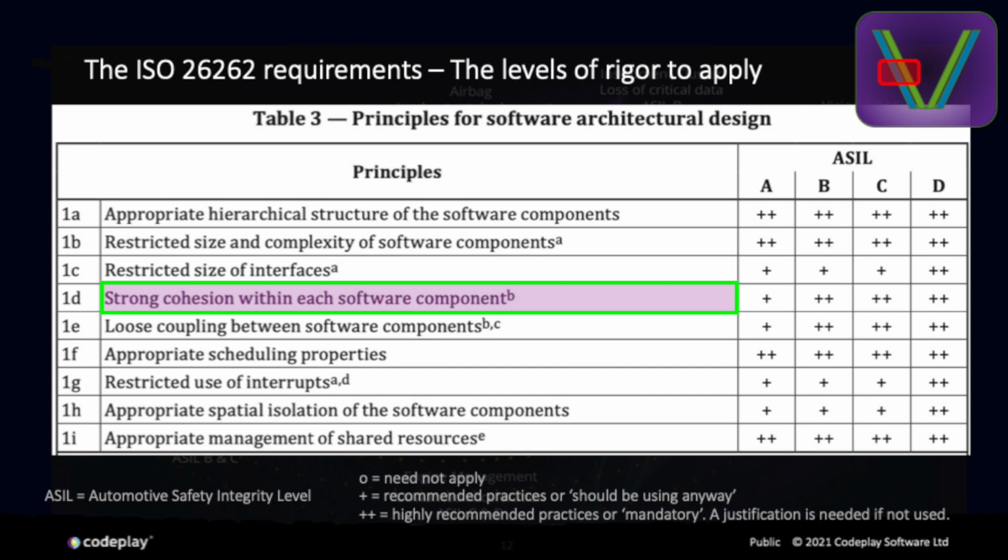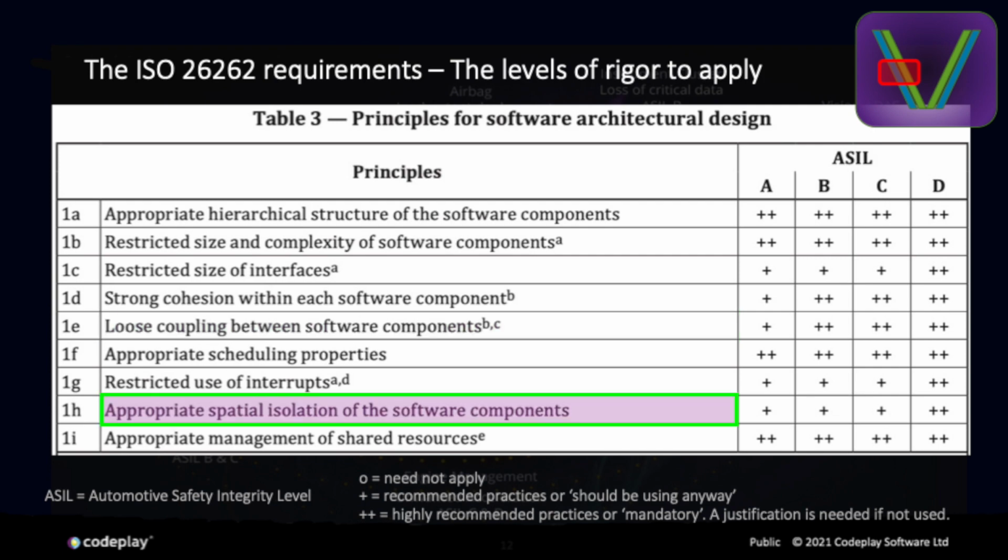Tricky one, marked as cautionary, strong cohesion within each software component. A good software design principle. This is set to cautionary as this is very much an implementation detail. Linked with strong cohesion is the loose coupling between software components. Again, a good software design principle. The stack as a whole supports this principle very well.